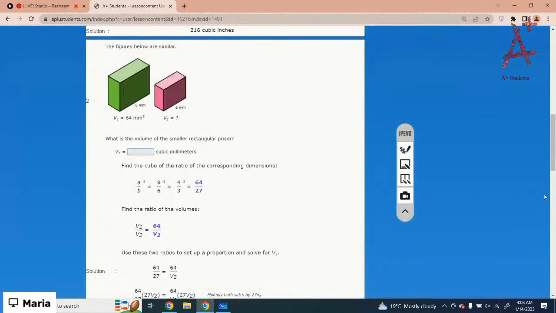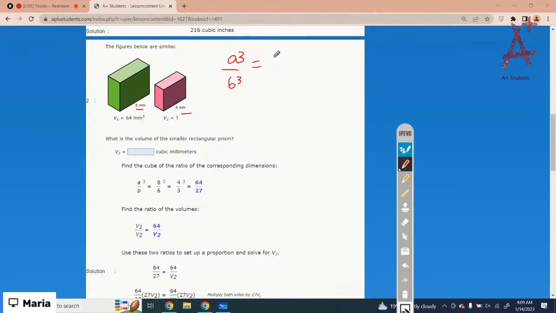Okay, the figures below are similar. You are given two of the figures, and you have to calculate the volume of these two figures again. So let's set up the ratios of their corresponding sides. Whenever you're working on the cube, you have to find the cube of the ratios of corresponding dimensions. So it would be 8 and 6, a cube divided by b cube. So it would be 8 cube divided by 6 cube.